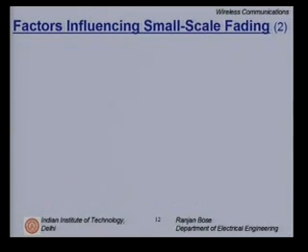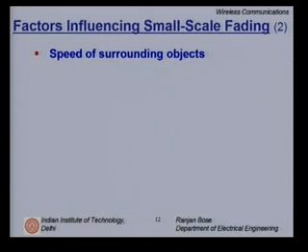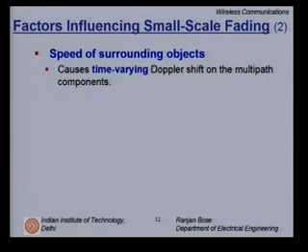Continuing with the factors influencing small scale fading, the speed of the surrounding objects is important. How fast is your environment changing? If you are in a static environment, say a wireless local area network in your room, how fast are the people moving? How fast is the fan spinning? All these effects will influence the small scale fading. So the speed of the surrounding objects causes time varying Doppler shift in the multipath components.